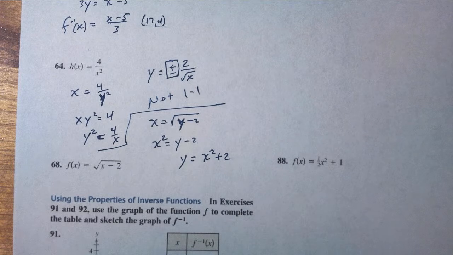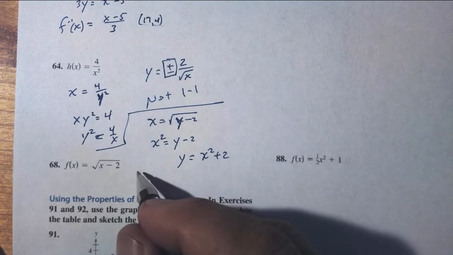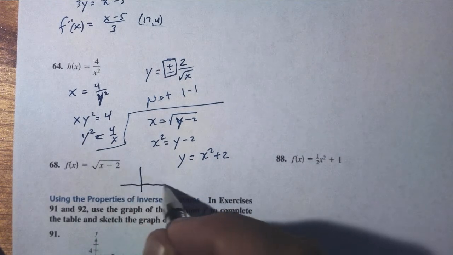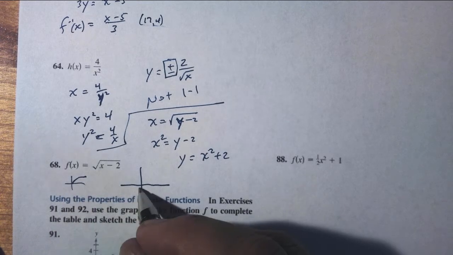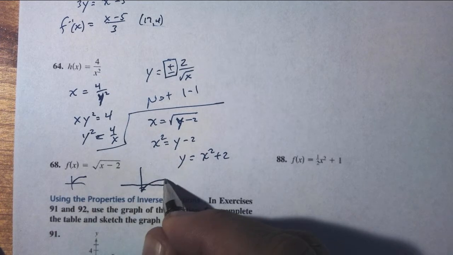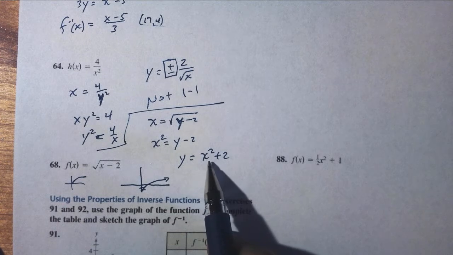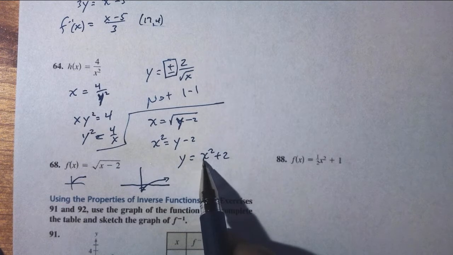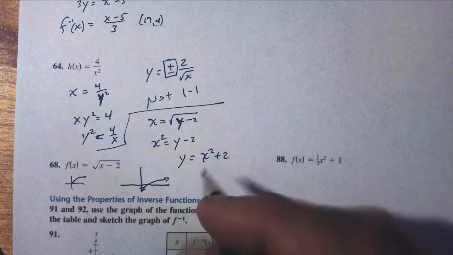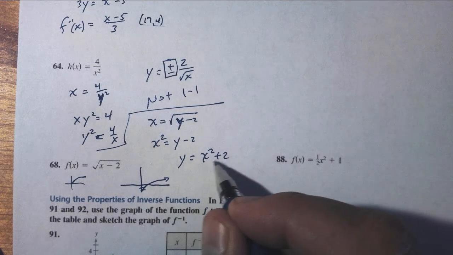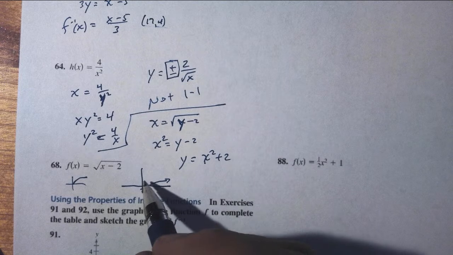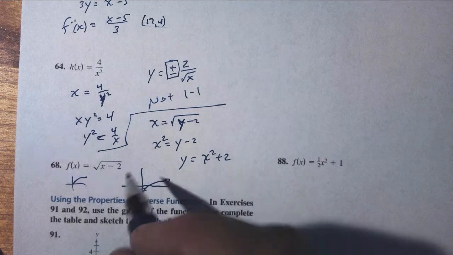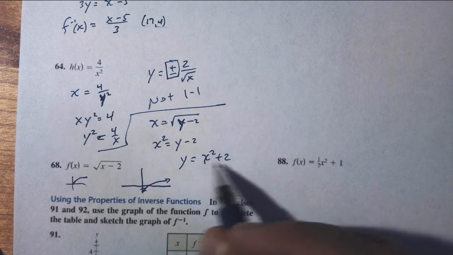Now we've got a little bit of a challenge here, because if I take a look at the graph of this first function, this is a square root function. It wants to look like that, except it's down 2. This is a sideways parabola. If I solve this for x, it's x squared minus 2. The graph of this thing wants to look like, well, this is x squared plus 2. This is an up and down parabola.